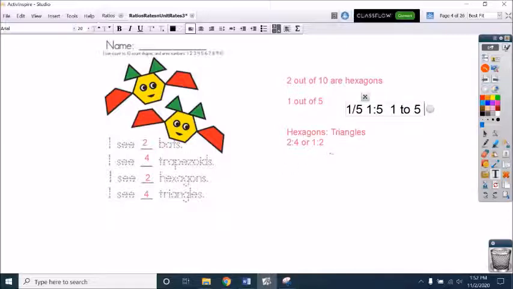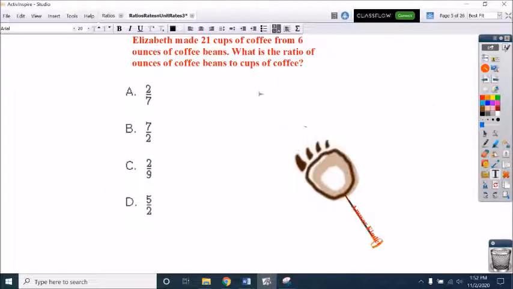Same thing down here with this one. This is a part-to-part comparison because I am comparing hexagons to triangles. So that is 2 to 4 or 1 to 2. Notice that I'm reading this colon as the word "to." I cannot read that colon as the words "out of" if it's a part-to-part comparison. I could up here. I could read it as "out of." So here's some examples to quickly go over.